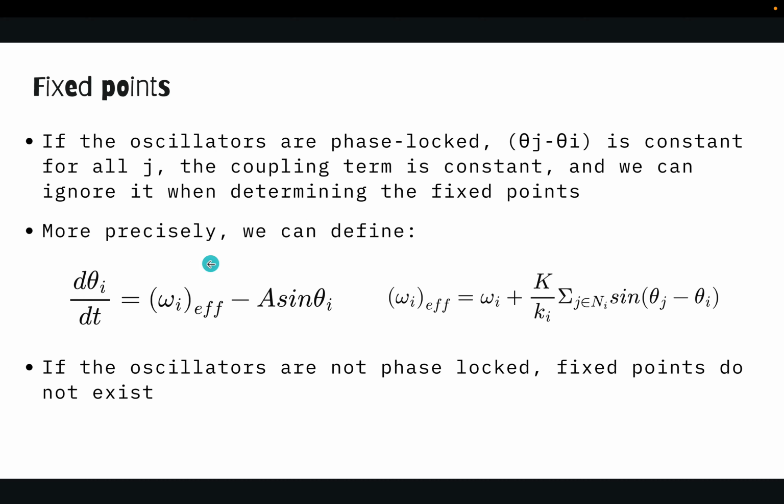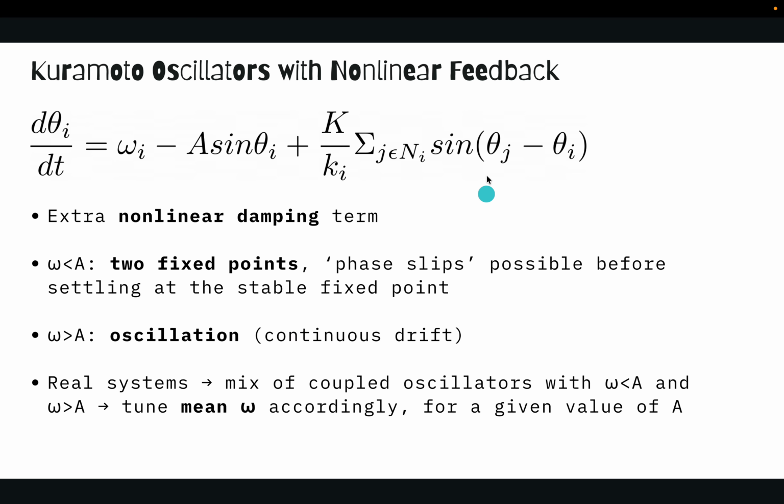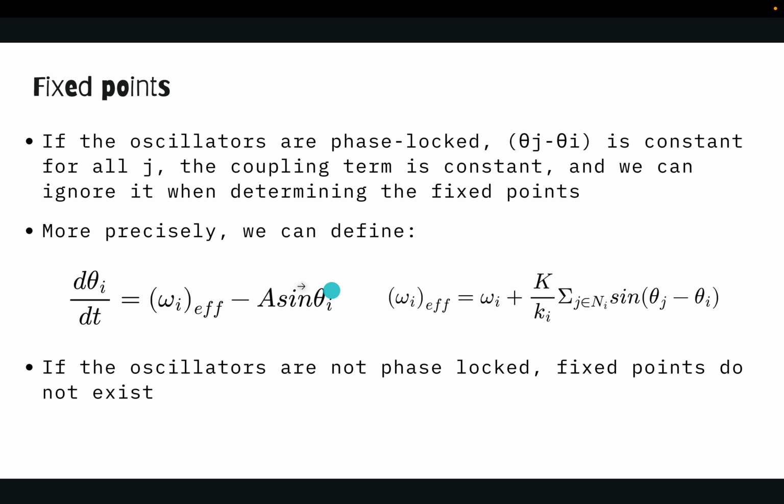More precisely, you can define an effective internal frequency by adding these two terms. I mean, you also bring this with omega i. So you call this entire thing the effective frequency. So you have the effective frequency minus a sine theta i. Basically you group these two terms, since this is a constant and this is also constant for a particular oscillator i, and you call it the effective frequency, and this is the nonlinear feedback term. So now this is the simplified equation you have.